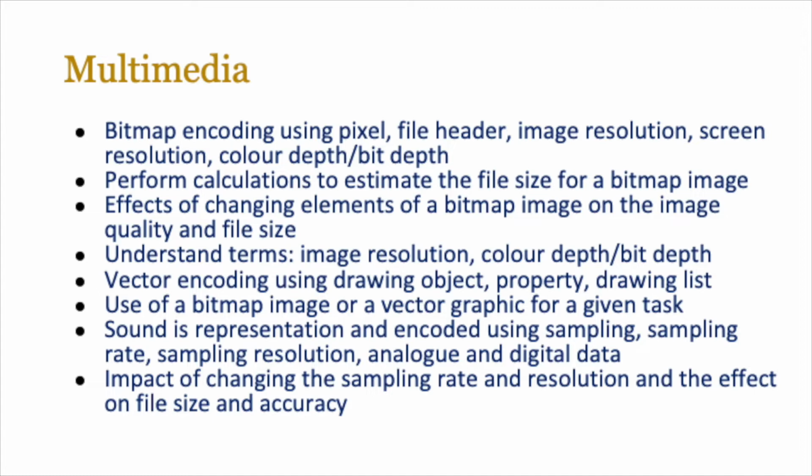And similarly, when you go into vector encoding, using drawing objects, properties, drawing lists, all of those terms need to be explained. You should be able to give an example of when to use a bitmap image or a vector graphic for a particular task. So anything that requires realism, you go towards bitmaps. Anything that requires scale, you'd probably go towards a vector encoded image.